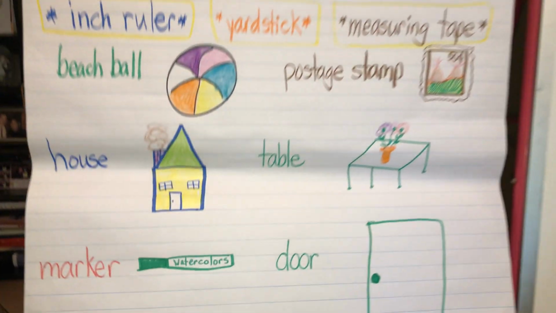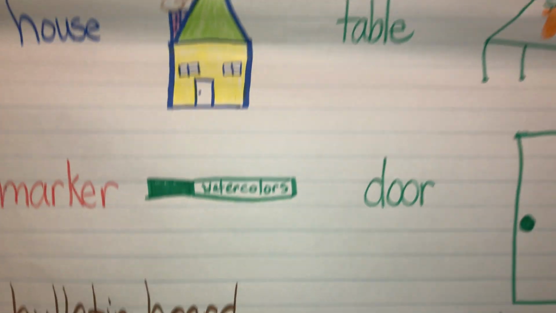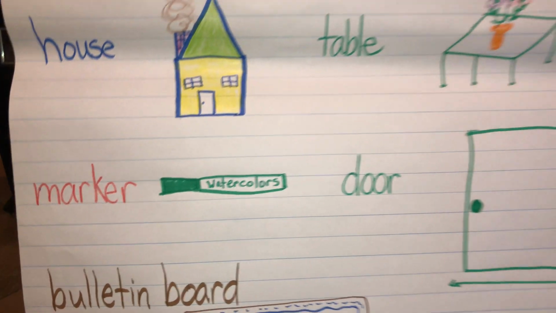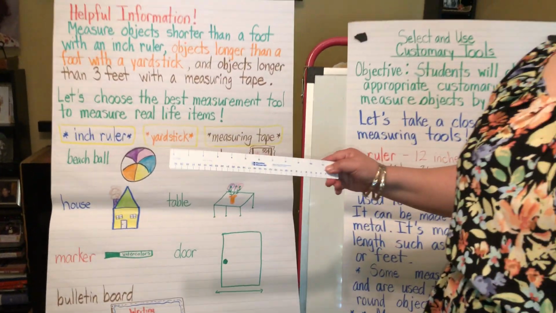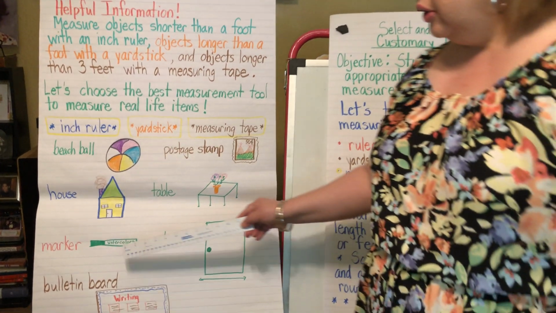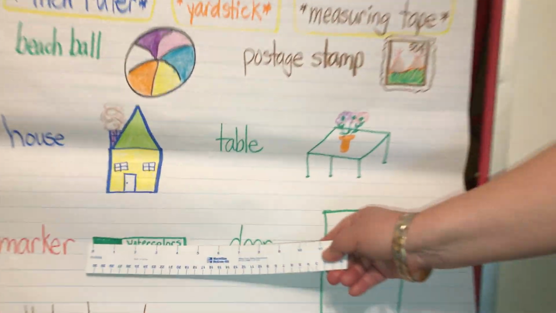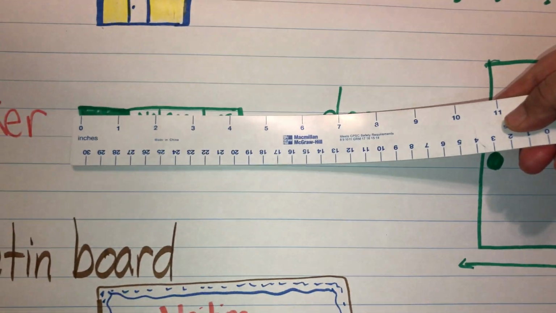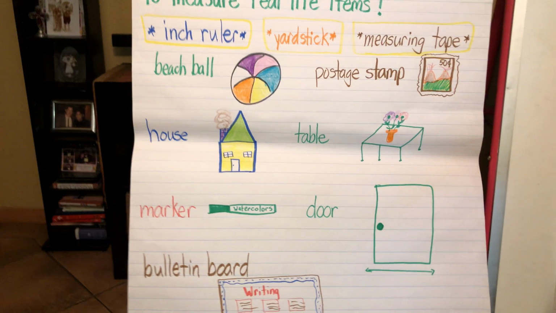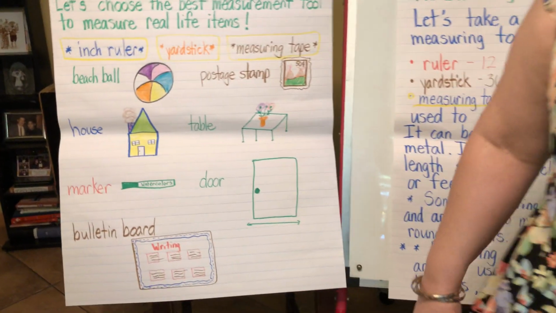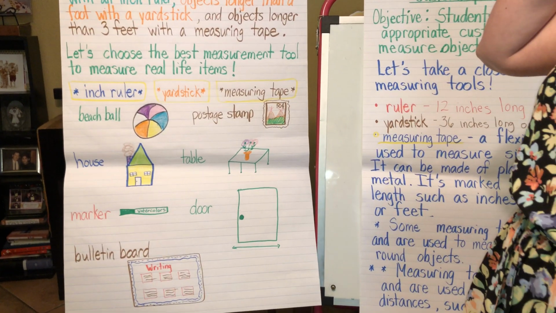What about a marker? If you want to measure the length of a marker, what should you use? If you said inch ruler, you are correct. Okay, some markers might be as little as this one. So yes, it would be correct to use an inch ruler or ruler, we could just call it ruler, to measure a marker.